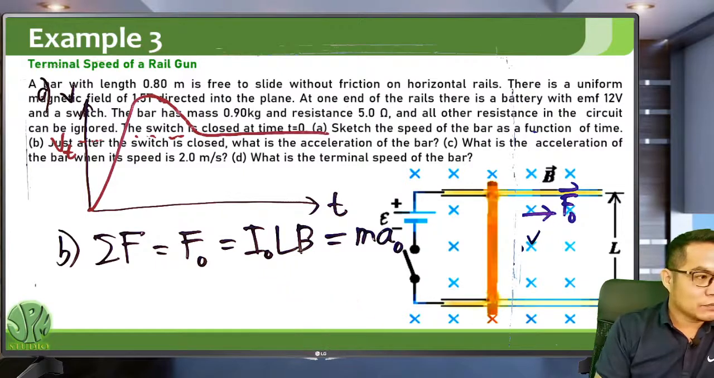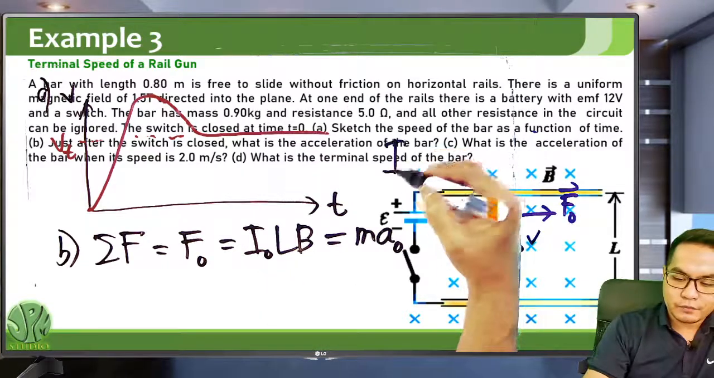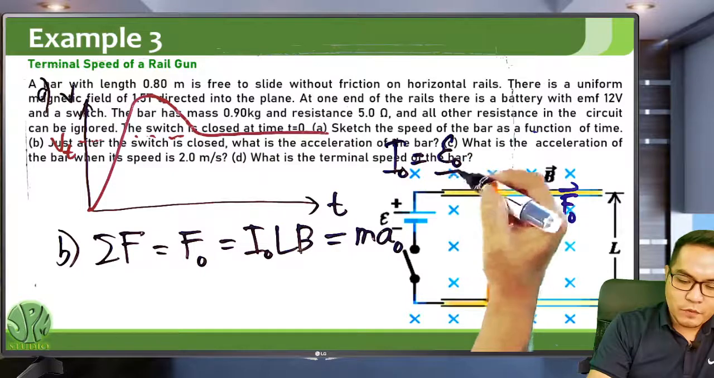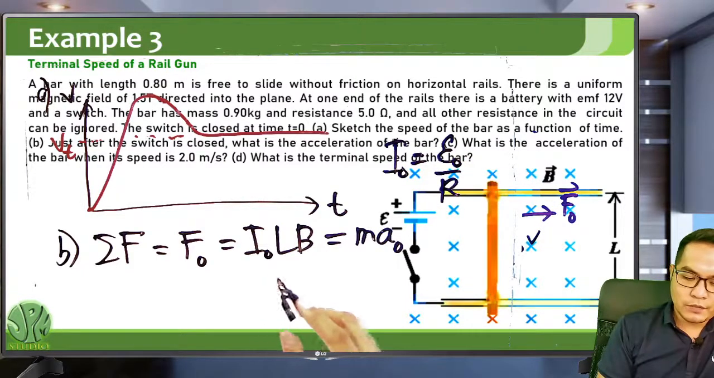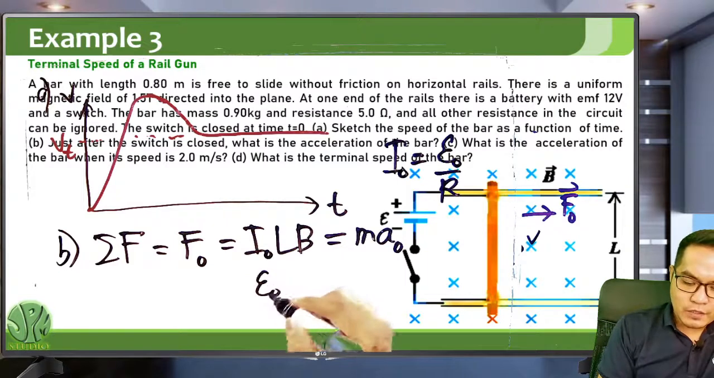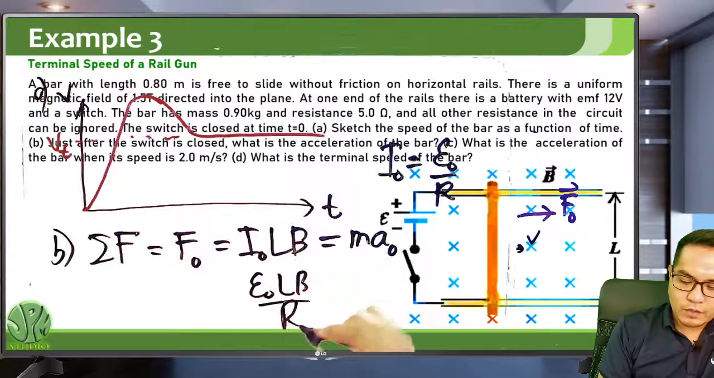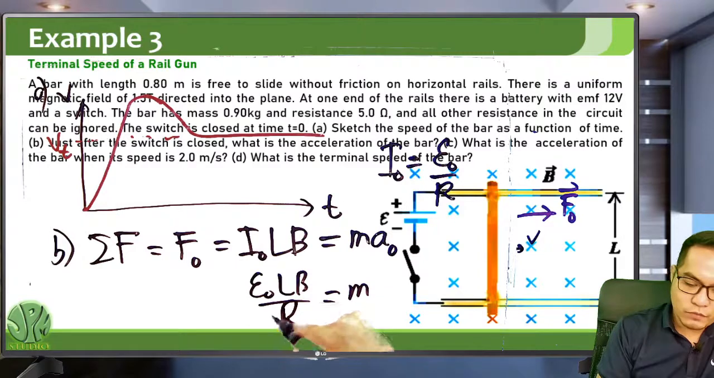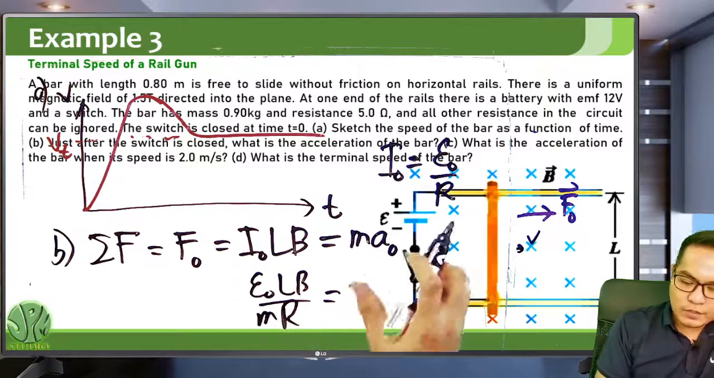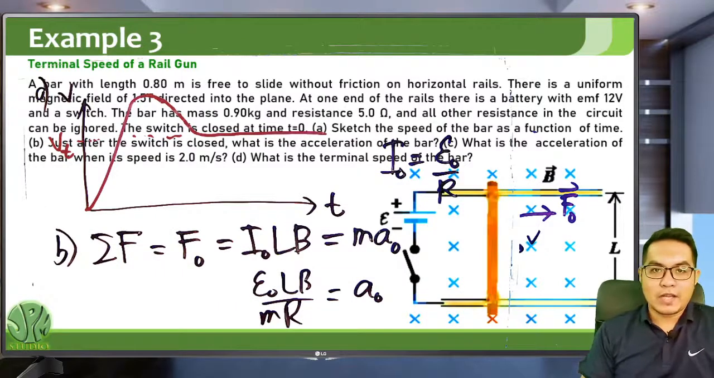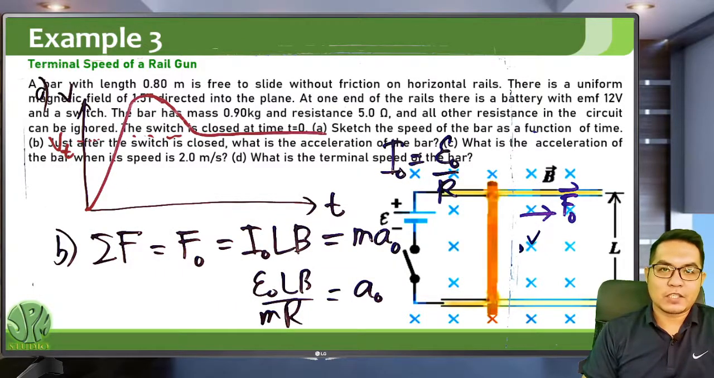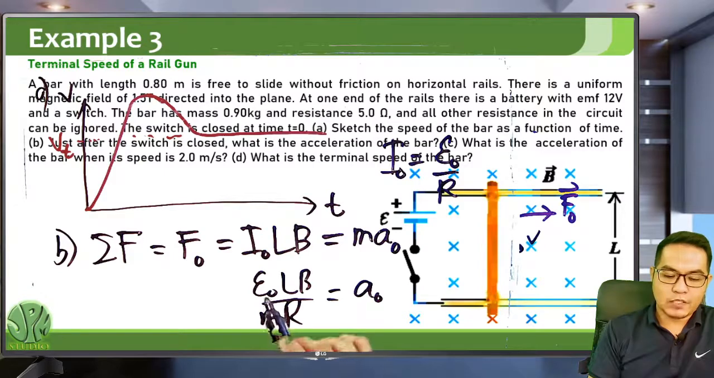I naught here is just the original EMF over the resistance. So we will have epsilon naught L B over R equals m a. I'm just dividing both sides by m. So this is now the acceleration of the bar at time t equals 0, just as you close the switch. The EMF is 12 volts.